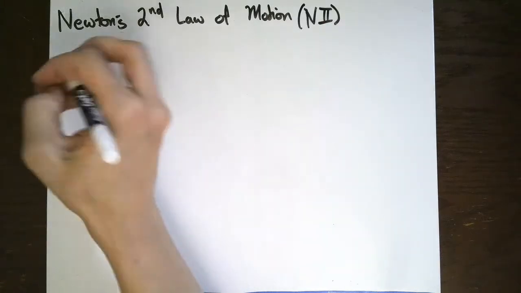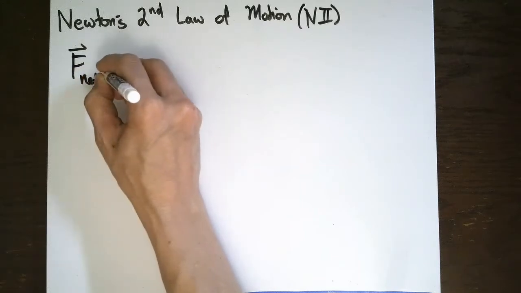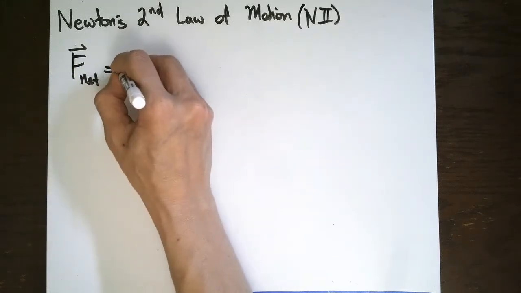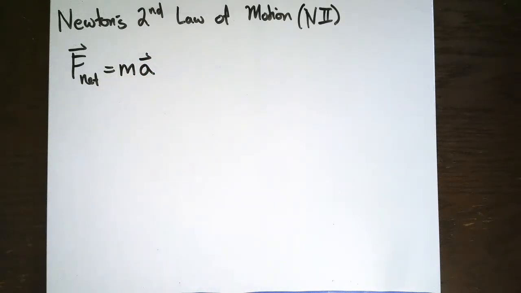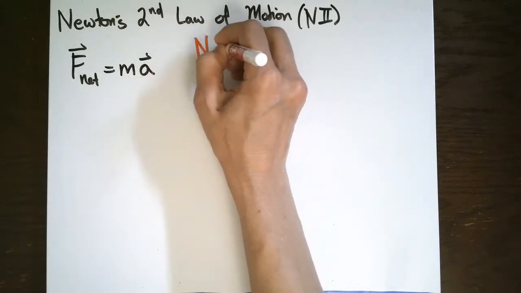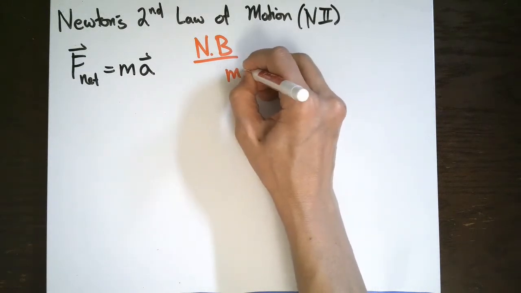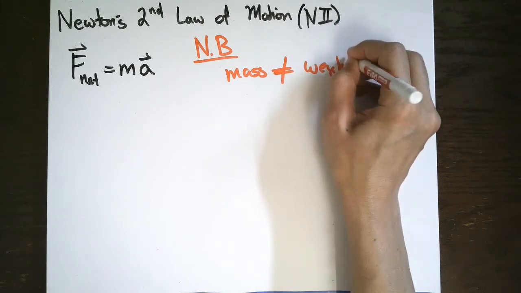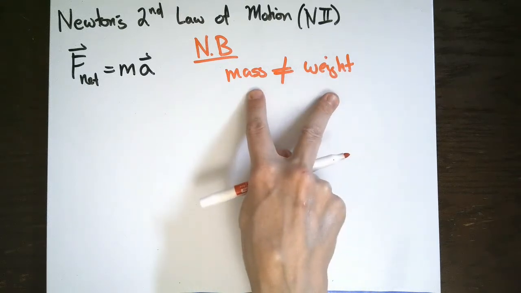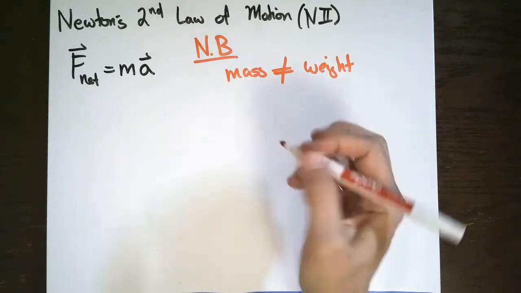So let's write down Newton's second law again. We'll use it in the perhaps more familiar form of F net, the sum of all the external forces on an object, is equal to its mass times its acceleration. So the first thing that we should note here, NB, which stands for nota bene, meaning note well: caution. Mass is not the same thing as weight. They're really similar. They're connected. We use them interchangeably all the time, but they aren't actually the same thing.